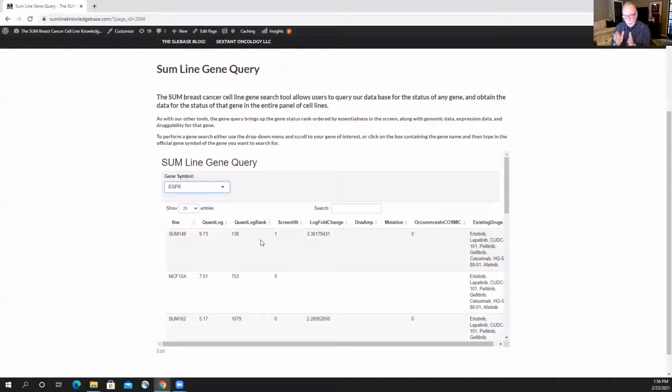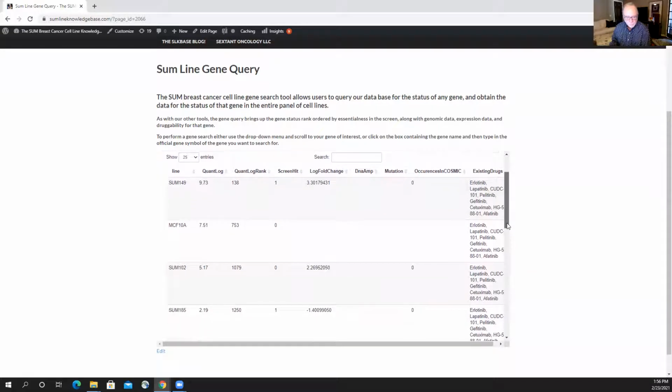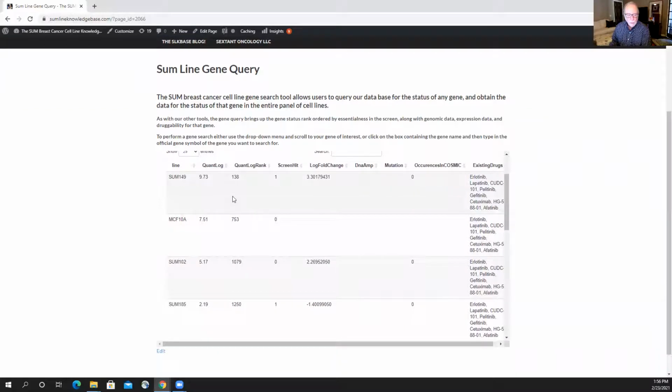But the bottom line here is, in our screen we basically take the top 5% of genes that have hit scores outside of what would be expected based on a normal distribution. That typically results in about 1,000 genes. If you go by quant log rank, you can see that for MCF10A, where we've known forever that EGFR is really important, it technically wasn't a hit in the screen, because we only identified 753 hits based on that top 5%. But a rank of 753 is pretty good, and really is suggestive that this gene is a hit in MCF10A, as we'd expect.